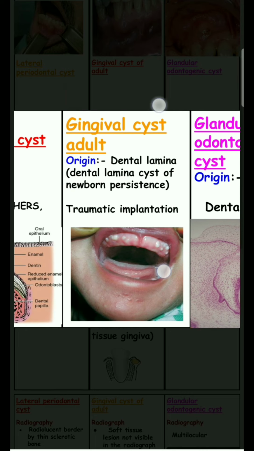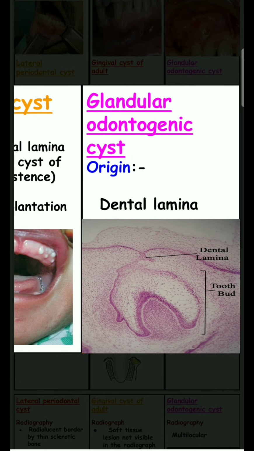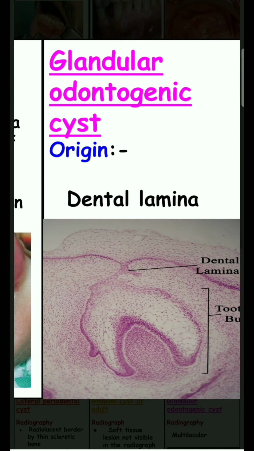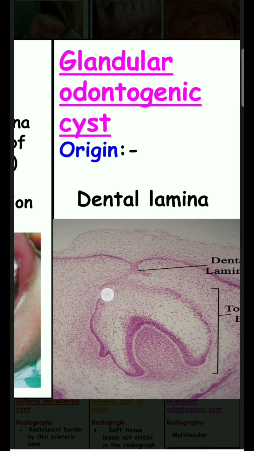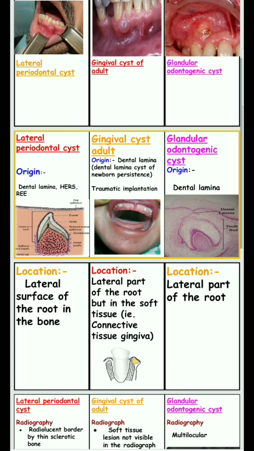In gingival cyst of adult, its origin is the dental lamina. That means the dental lamina cyst of newborn gets persistent in adult. As a result, gingival cyst of adult gets formed. Sometimes it is due to traumatic implantation. Glandular odontogenic cyst is due to the dental lamina. Dental lamina is nothing but the tissue above the tooth bud. As a result, it leads to formation of a cyst.